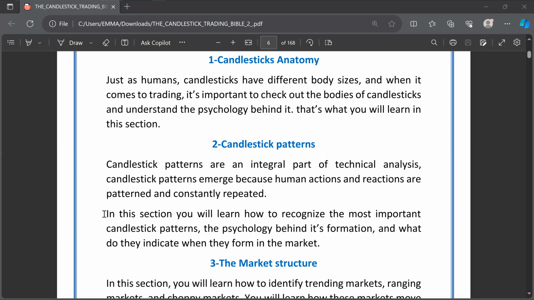In this section, you will learn how to recognize the most important candlestick patterns, the psychology behind their formation, and what they indicate when they form in the markets. When a particular candlestick forms, either red or black, or whatever color you have chosen, what does it mean? The size, what does it mean? That candlestick forming, opening here and closing there, what does it mean? So look at them.